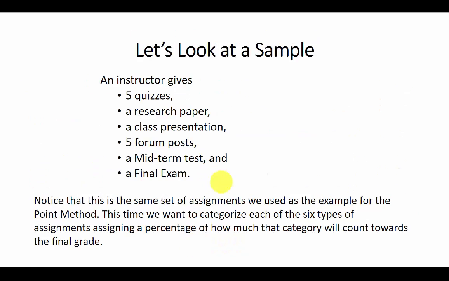So let's look at basically the same sample that we did on the point method. The instructor is still giving the same assignments: 5 quizzes, research paper, class presentation, forum post, midterm, and final exam.